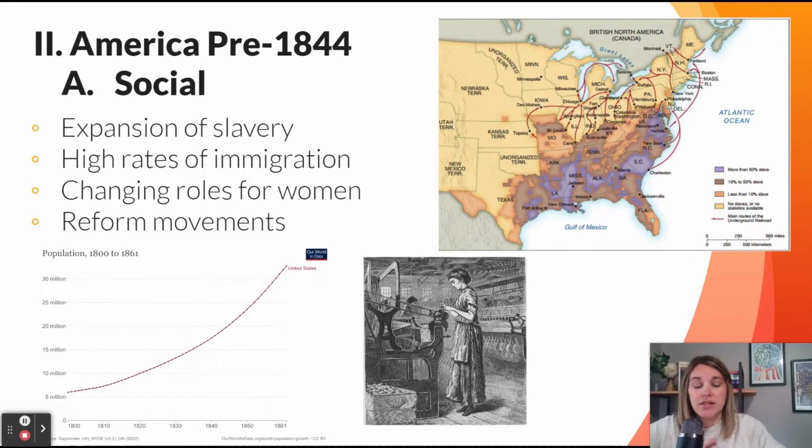There also are lots of reform movements that take place in the 1840s, where we see people starting to engage in efforts to improve their society, such as engaging in abolition or advocating for women's rights. These are the types of things that are happening, especially in the 1840s.